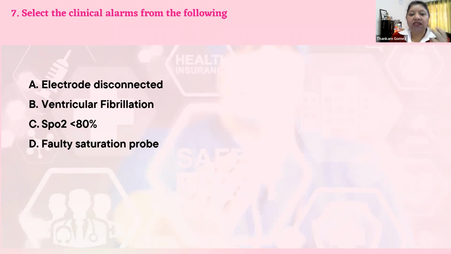Select the clinical alarms from the following. This I would like you people to pay attention to and select the answer. Electrodes disconnected, ventricular fibrillation, SpO2 less than 80, faulty saturation probe. Out of these, which are the clinical alarms? Can I get some answers in the chat box?